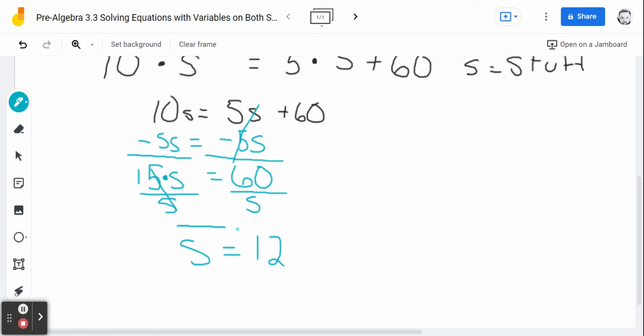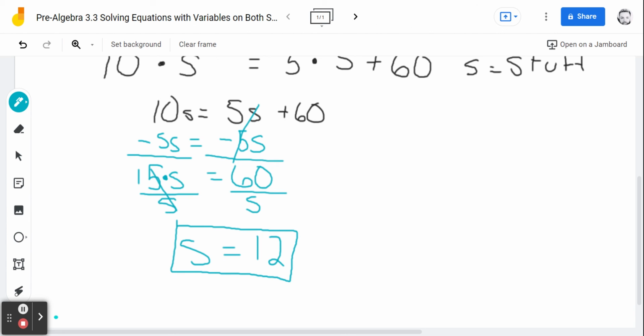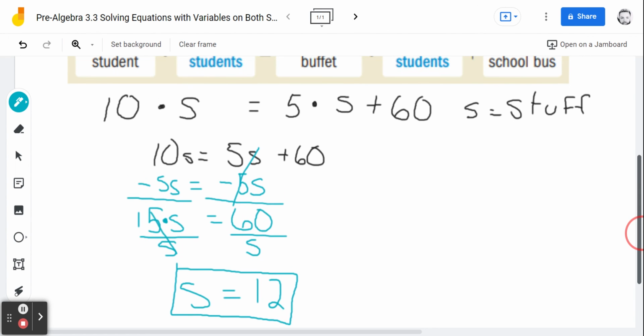So now we know that S equals 12, but what does that mean in the context of the problem we just did? It means that you have to have 12 students for the cost to be $10 per student. So you have to have at least 12. I'll leave that up there for a second so you guys can finish writing it down. Let me zoom up a little bit.